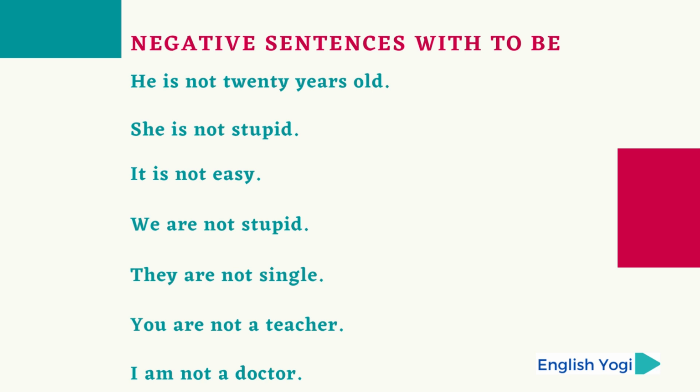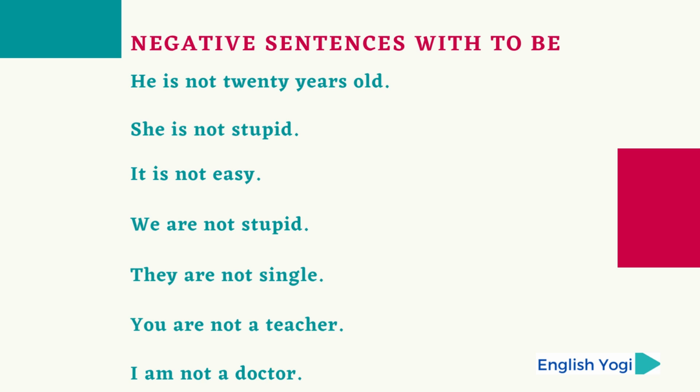So she is here a singular subject, and is is singular in the present, and after that we have used not. Similarly, it is not easy. Then later on, we are not stupid, they are not single, you are not a teacher, I am not a doctor. So these are the negative sentences, and we have used to be in the sentences, and after that we have used the negative word not. So this is the structure.